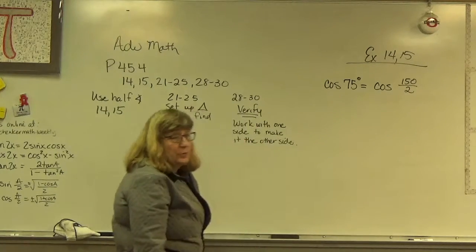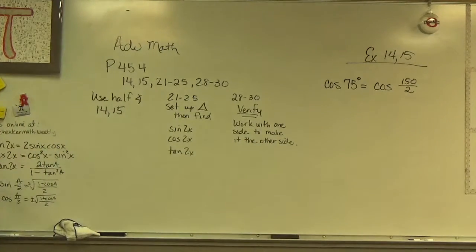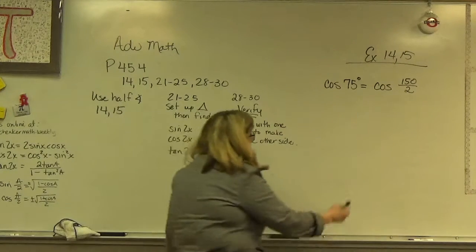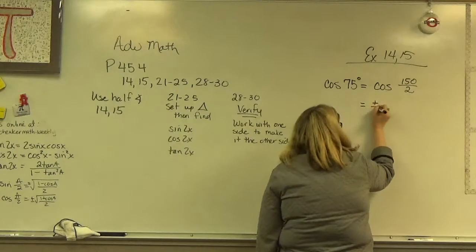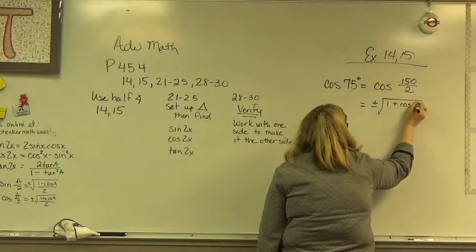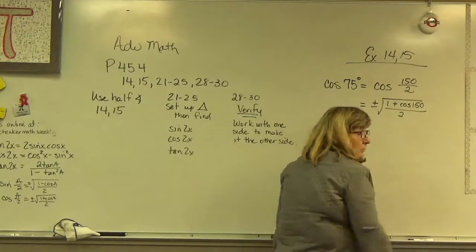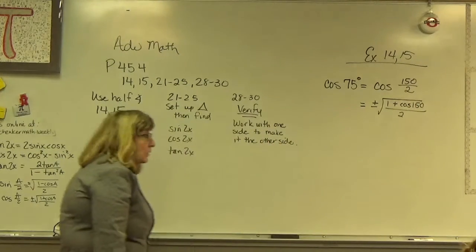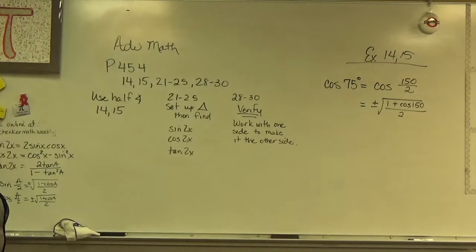Now, look at the formula for cosine of a half angle. I have it set up now, 150 over 2, right? All I have to do is put it into the formula, which is plus or minus the square root of 1 plus the cosine of 150, all divided by 2. Does everybody see where I put things? The 150 goes in for A, basically, is all you had to do.